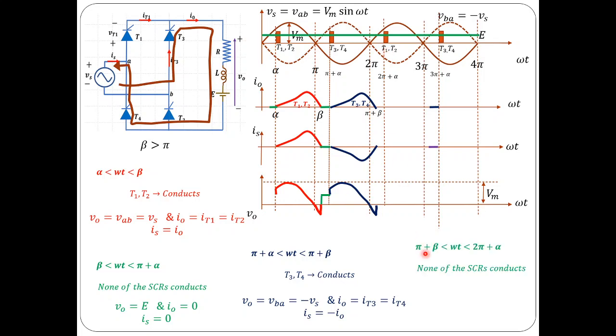So during this period, pi plus beta to 2 pi plus alpha, none of the thyristors are going to conduct. So the load current becomes 0, and the source current also becomes 0. But the load voltage, guys, I have considered the battery in the load, so the load voltage is the same as the battery voltage during this period. That is shown here.